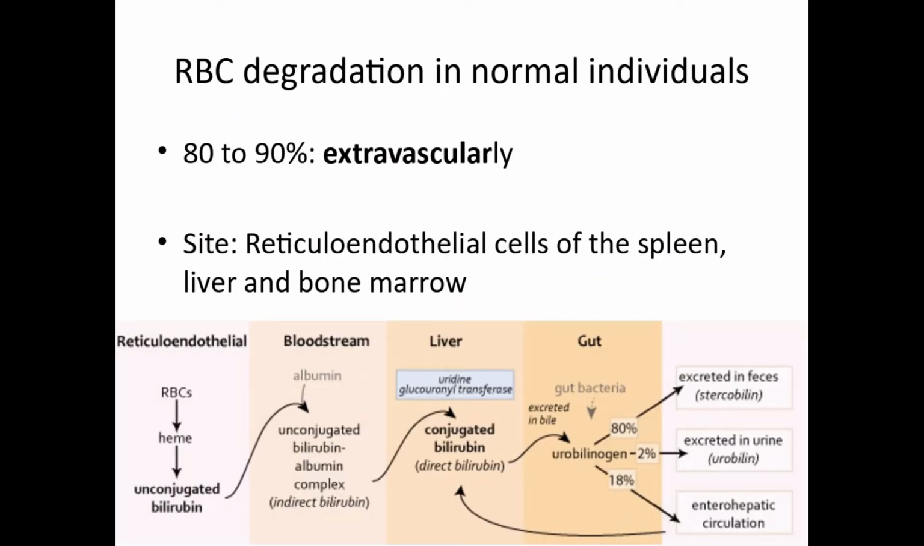Let us understand how RBC degradation occurs in normal individuals, that is you and me. 80 to 90% of the RBC destruction or hemolysis occurs extravascularly in sites like spleen, liver and bone marrow. Once the RBCs are degraded, heme is liberated, and the globin chain is absorbed into the amino acid pool. The heme is then transformed into unconjugated bilirubin in the cytoplasm of the macrophages.